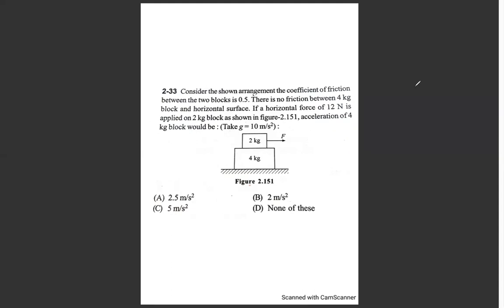We are required to find out the acceleration of the 4 kg block. It gives that there is no friction between the 4 kg block and the horizontal surface. If the horizontal force of 12 Newton is applied on the 2 kg block, as shown in the figure, you need to find out the acceleration of the 4 kg block.